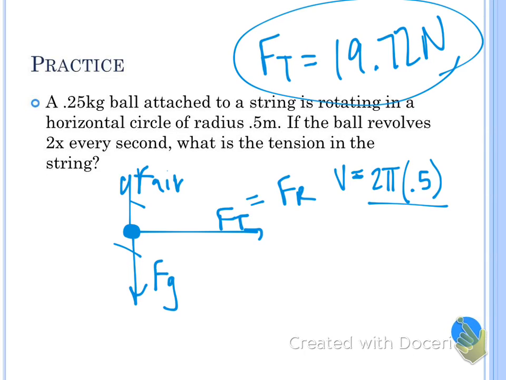So this ball revolves 2 times every second. Is that your frequency or the period? That's frequency. So frequency is 2, which means period is 1/2, or 0.5.